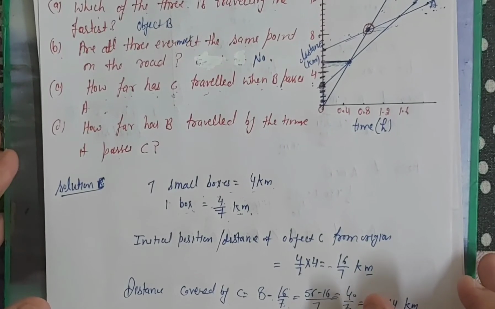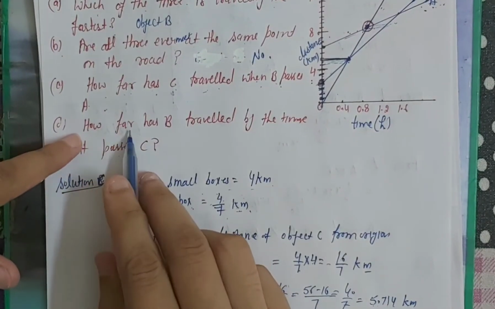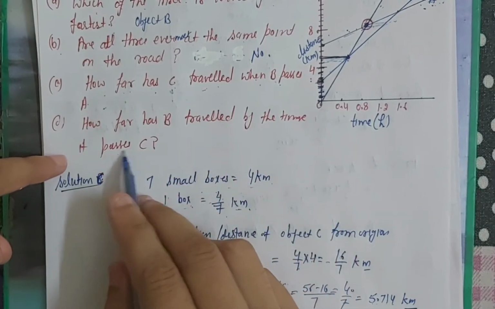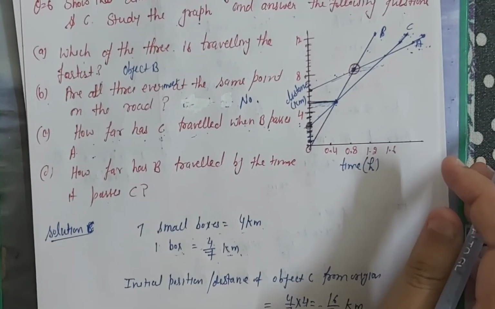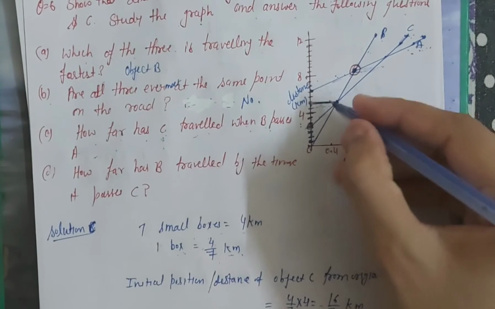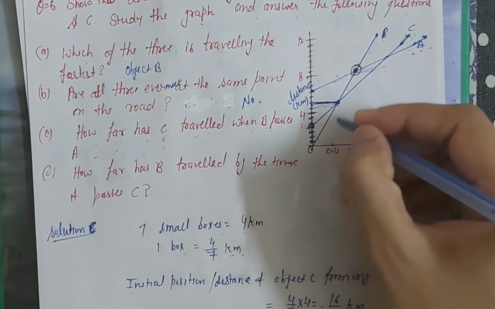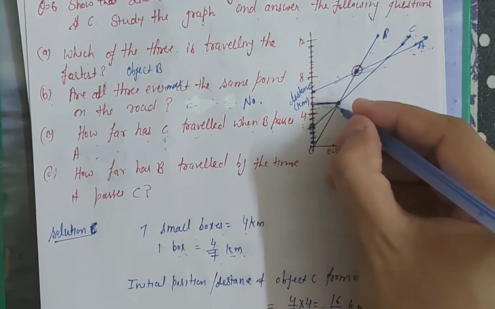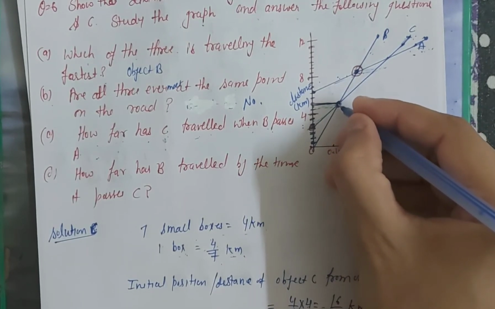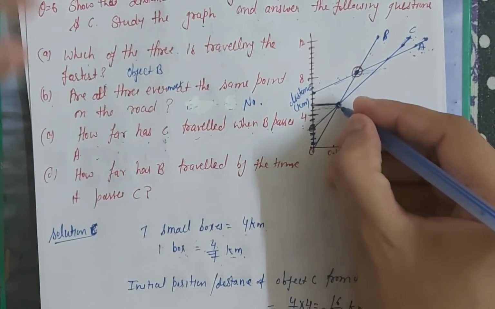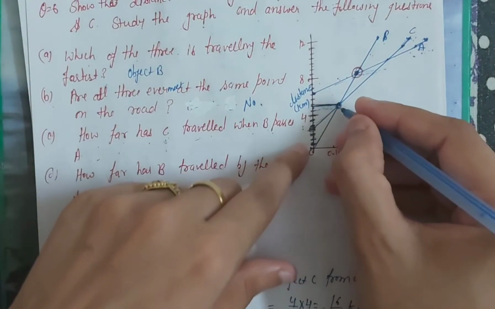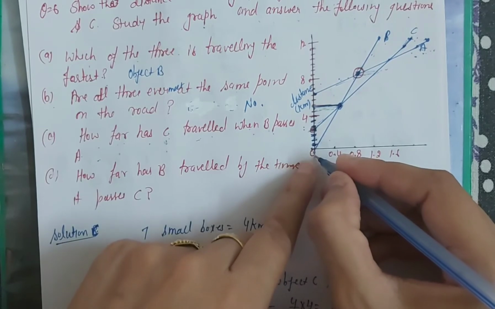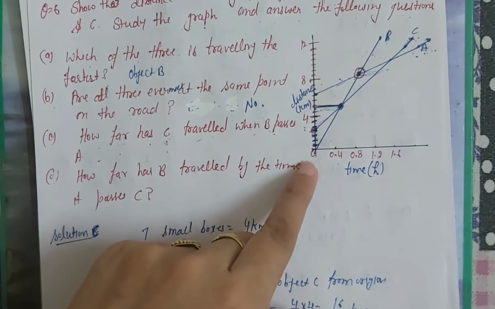Now part D. What is part D? How far has B traveled by the time it passes C? When B passes C, this is the point, this is the B line and this is the C line. This is the point where B crosses C. So how far has B traveled? As we know, the initial value is given as 0. B's initial value is 0.